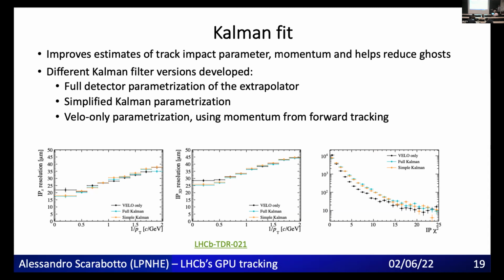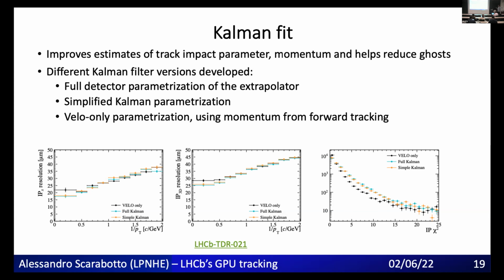So using then the momentum from the forward tracking, I'm showing here on the left, for example, the impact parameter resolution versus momentum, and we see that it's quite similar using this tree version. The impact parameter is an important variable for LHCb. So the default version is we use the fastest, which is this velo-only parameterization, but of course it can be switched in the future.